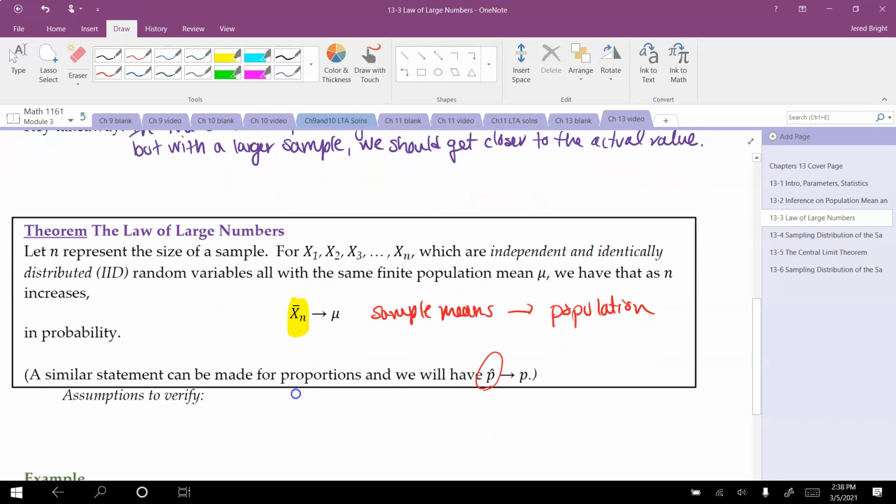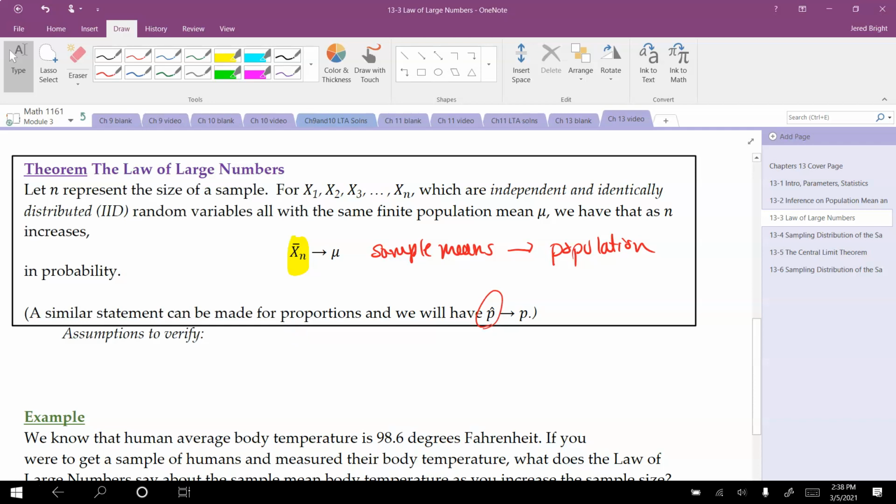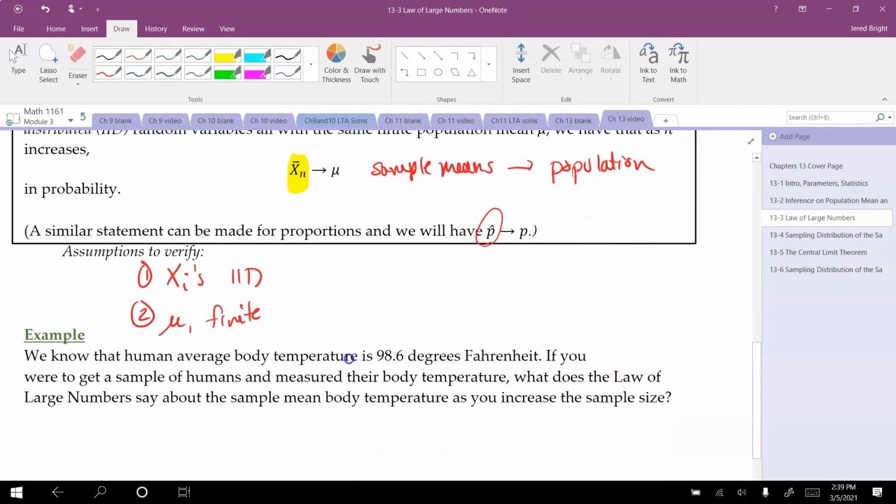Okay. Now, when we're working with the law of large numbers, we need to verify a few things, right? Because this is a theorem. It has hypotheses and conclusions. So we need that the xi's, so our repetitions here, are IID, okay? And then we also need mu, our population mean, to be finite, okay? Number two is usually satisfied trivially for us. There are cases where we do have to worry about it, but we're fine in our class.